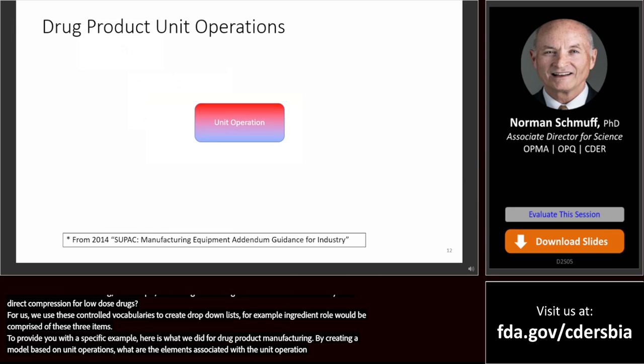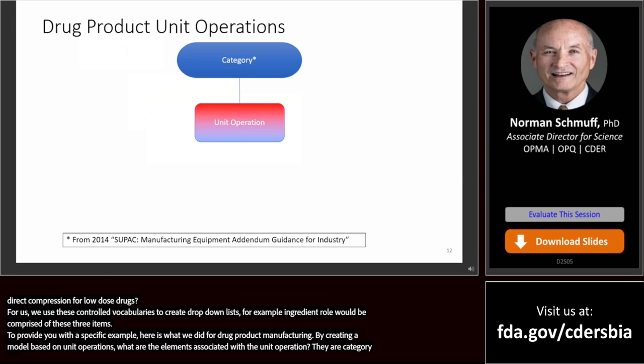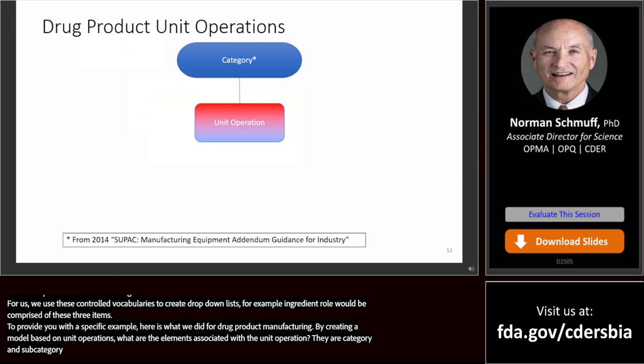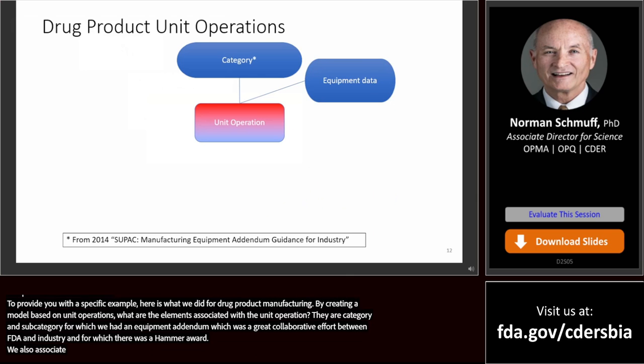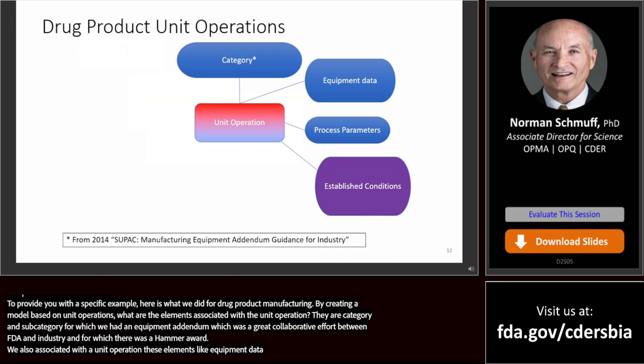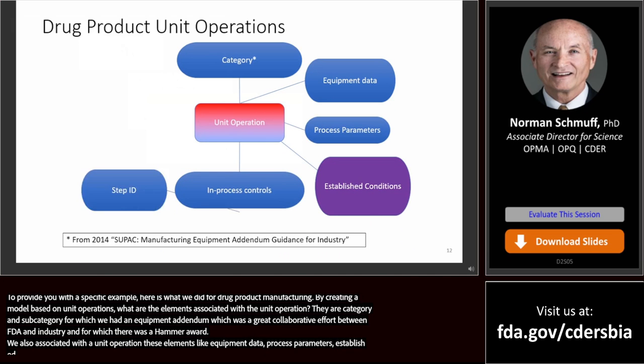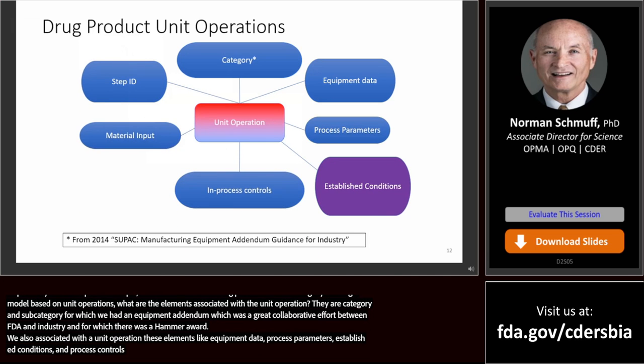They are category and subcategory, for which we had a SUPAC IR equipment addendum, which I'll mention was a great collaborative effort between FDA and industry, and for which there was a Hammer Award. So we also associated with the unit operation these elements like equipment data, process parameters, established conditions, in-process control, step ID, and material input.